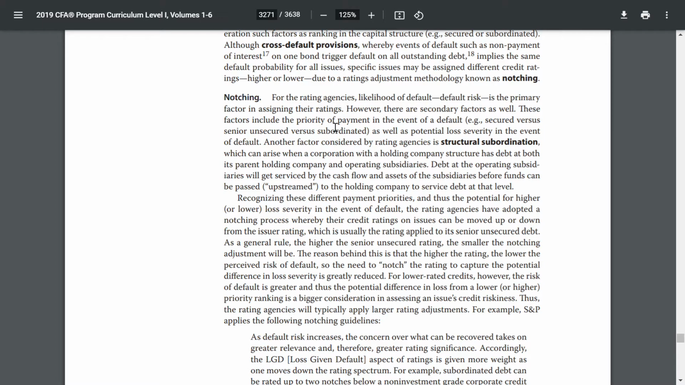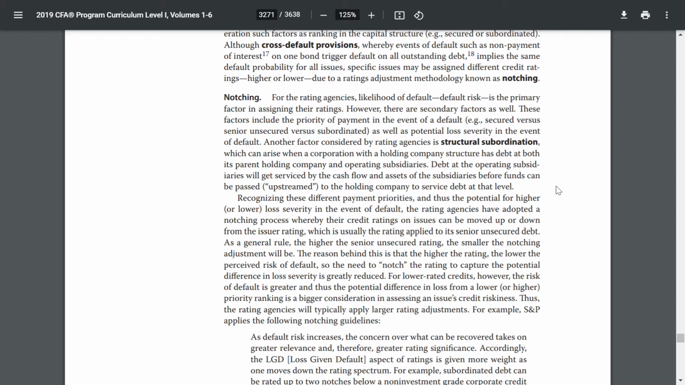For credit rating agencies, likelihood of default risk is the primary factor in assessing their rating. However, there is a secondary factor as well. These factors include the priority of payments in the event of default, as well as the potential loss severity in the event of default. Another factor considered by rating agencies is structural subordination, which can arise when the holding company structure has debt at both the parent holding company and the operating subsidiaries. Debts at operating subsidiaries will get serviced by the cash flow and assets of the subsidiaries before funds are passed or upstreamed to the holding company to service its debt at a later time.